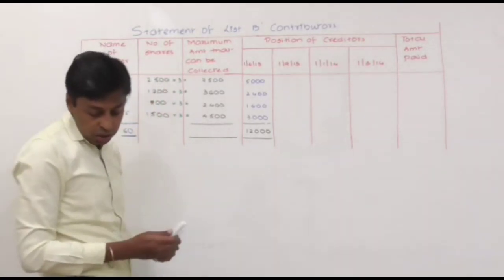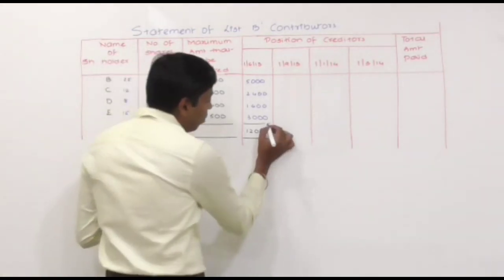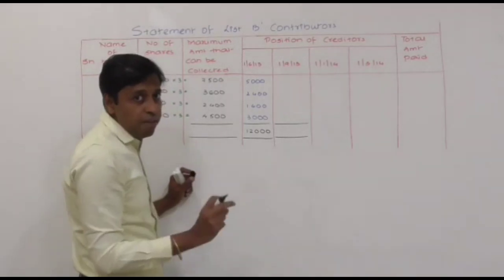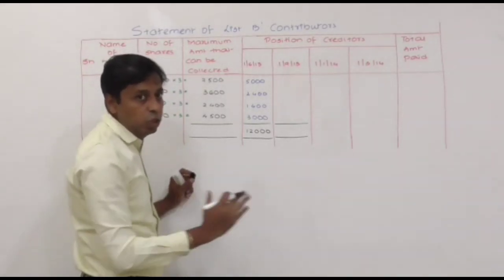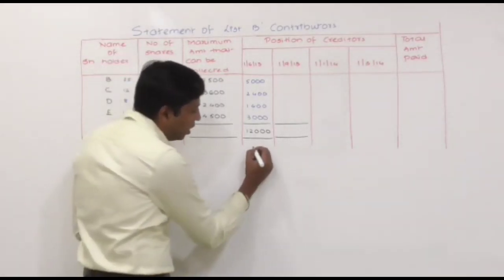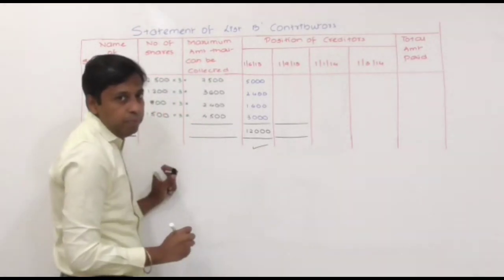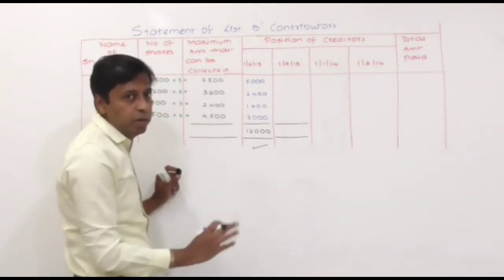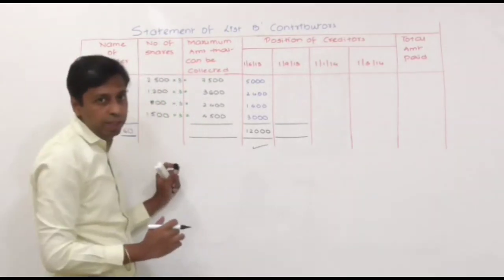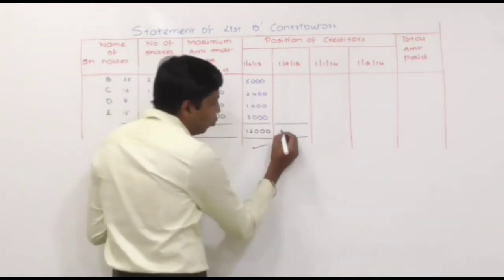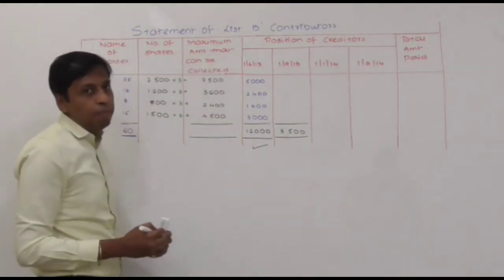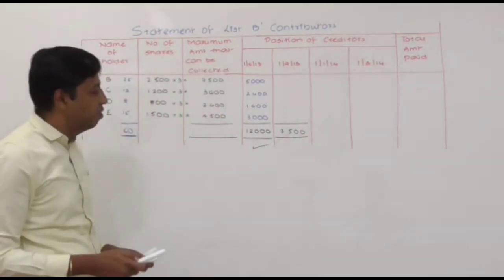The creditor's position is 15,500, but we will not be writing 15,500. 15,500 is a cumulative figure. It is a total figure, out of which 12,000 we have already paid. That means we will have to go and pay only the remaining 3,500. We have to go and pay only rupees 3,500.